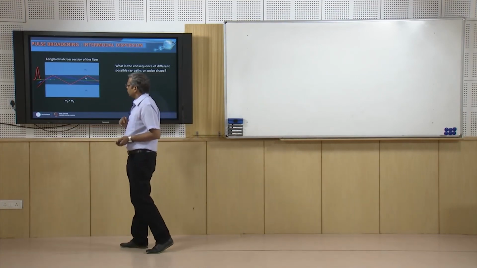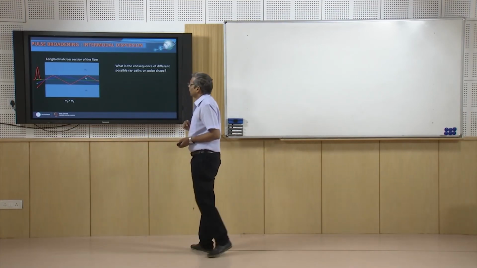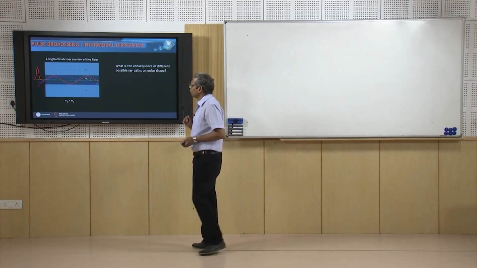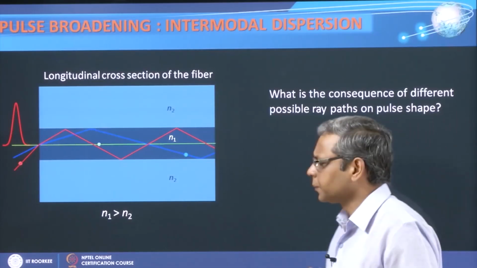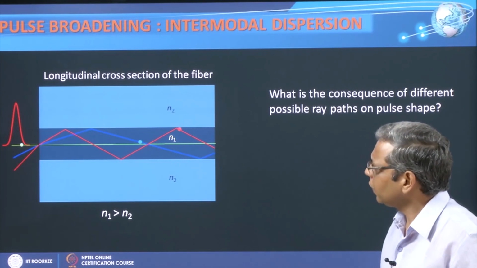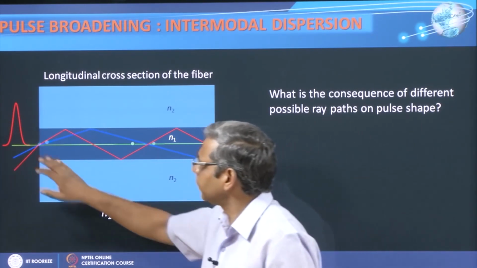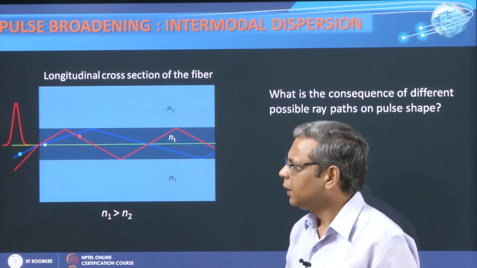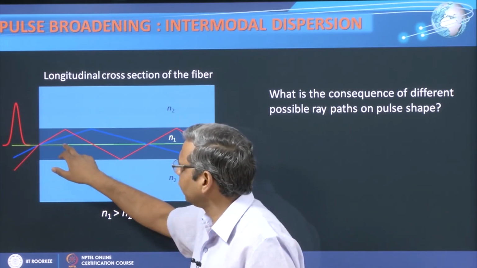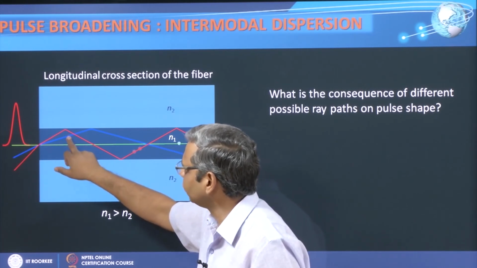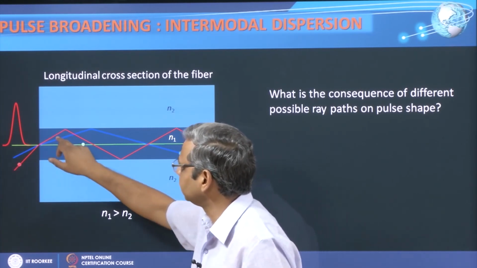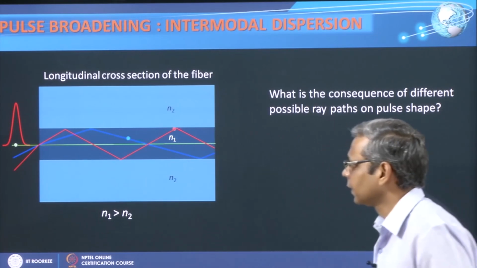Why is it broadened? What I see is that if I look at a multimode fiber, then in a multimode fiber I can have various ray paths. If I launch a pulse of light into this fiber, then some of the energy can go into this ray path, some of the energy can go into this blue one, some of the energy can go into the red one.